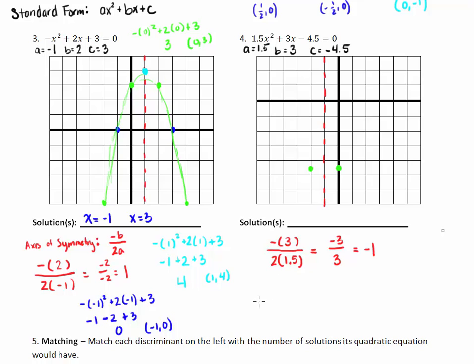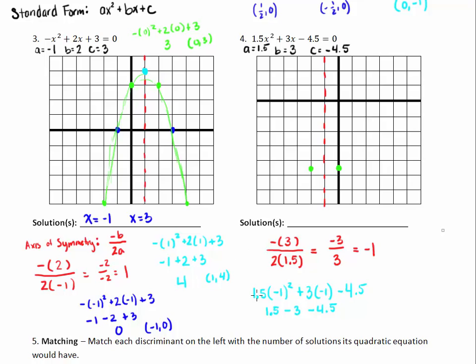So we've got 1.5 times negative 1 squared plus 3 times negative 1 minus 4.5. We want to simplify that. Over here we have to do the exponents first. This is a multiplication problem right here, and exponents come before multiplication. So negative 1 squared is positive 1, times 1.5 is 1.5. 3 times a negative 1 is negative 3, minus 4.5.